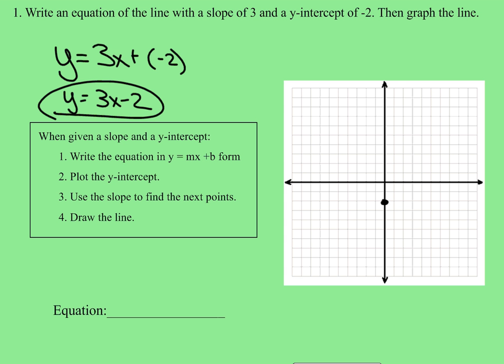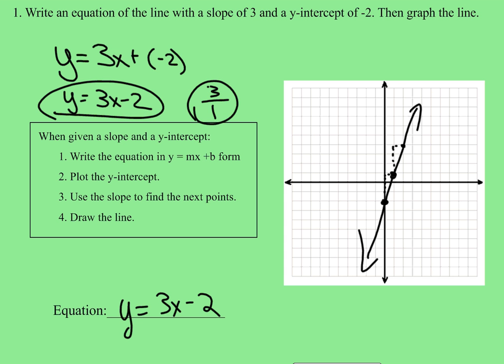Use the slope to find the next point. So 3 as a fraction is equivalent to 3 over 1. So that means I go up 3 over 1. Up 3 over 1. There's my point. There is my line right there. That's what that should look like.